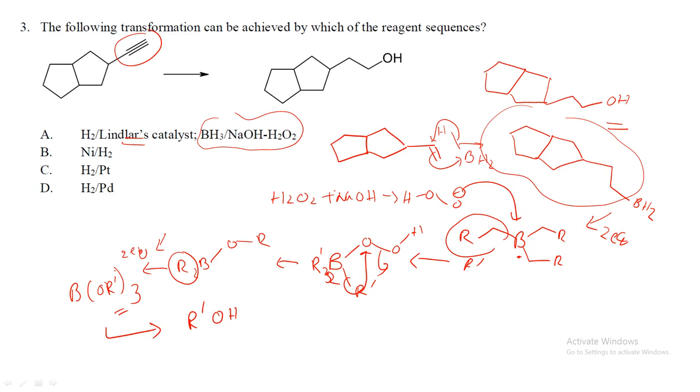So you can see the first option should be the right one, and for the rest of the options, just look at them. You get hydrogen with platinum or palladium. You can see in all these cases no catalyst poisons are used, right? So if it is not controlled, the alkyne would directly convert to an alkane type of chain, meaning CH2CH3.